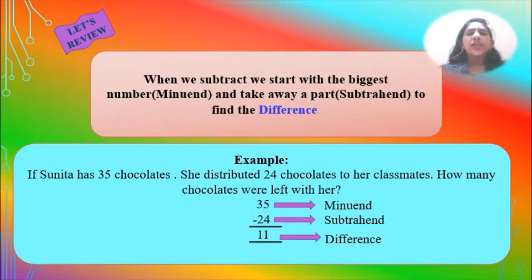In subtraction, we start with the biggest number and we take away a part from it to find the answer of subtraction, which is also called the difference. We can understand this with an example.